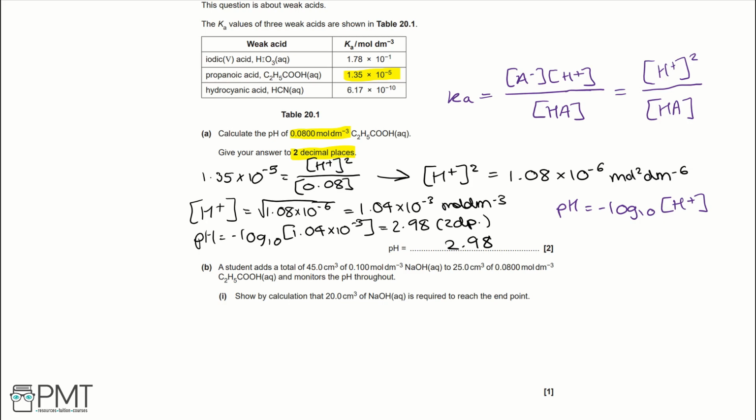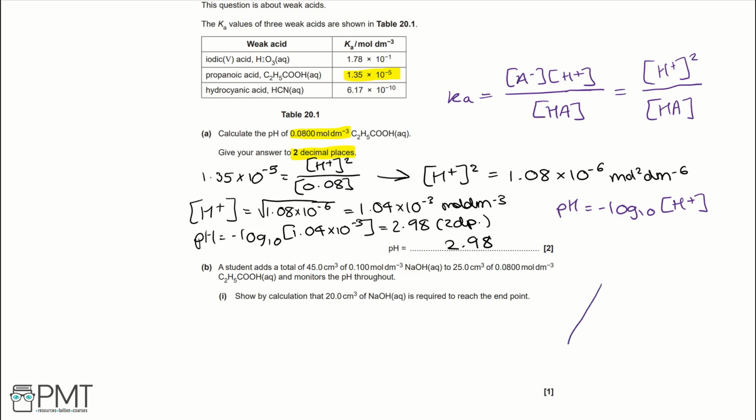Part B. A student adds a total of 45 centimeters cubed of 0.1 moles per decimeter cubed NaOH aqueous to 25.0 centimeters cubed of 0.08 moles per decimeter cubed C2H5COOH aqueous and monitors the pH throughout. Part 1. Show by calculation that 20 centimeters cubed of NaOH is required to reach the end point.